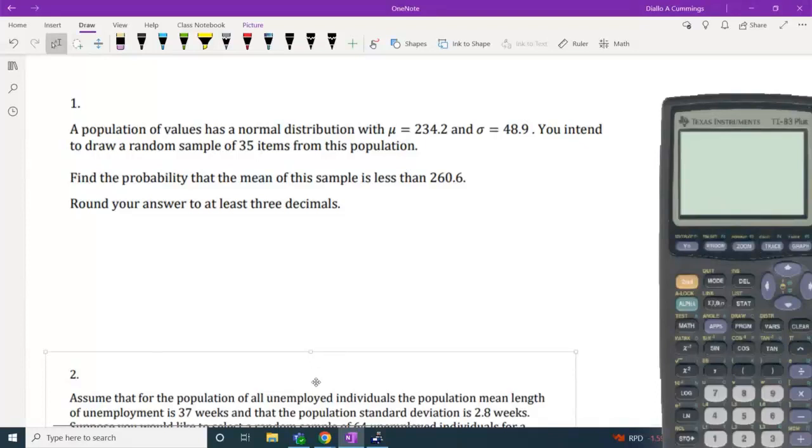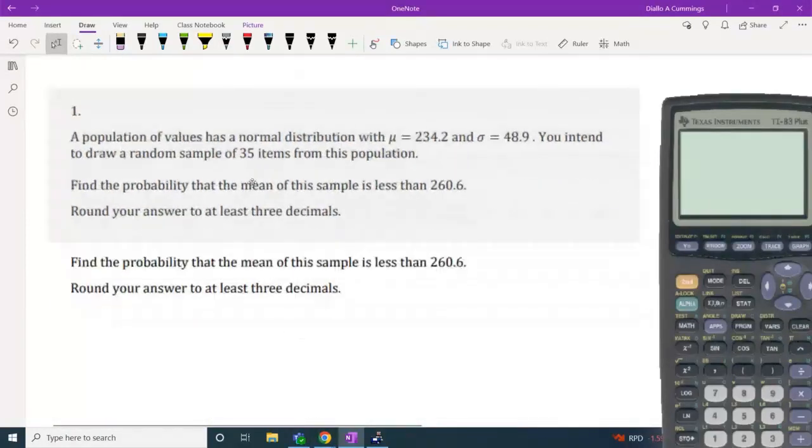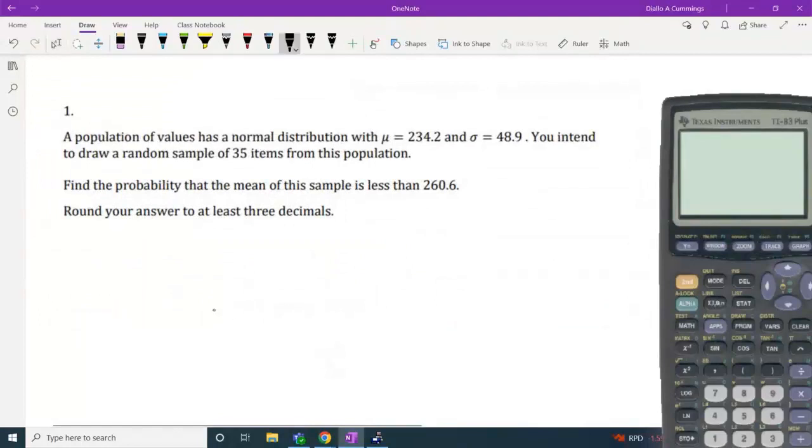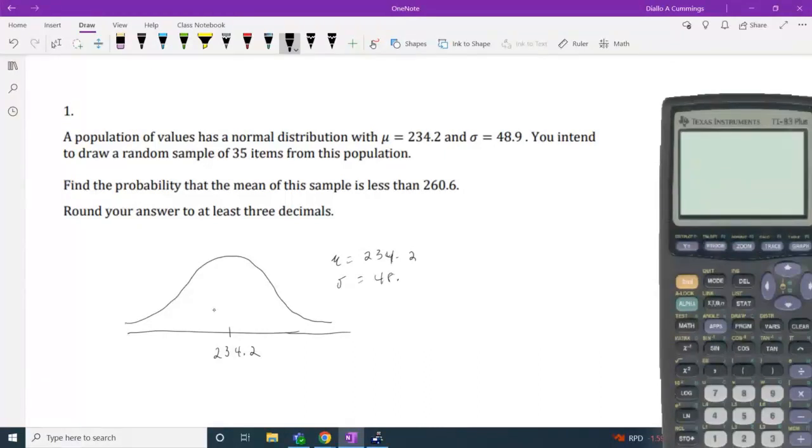All right, so I'm going to just draw a sketch of the problem. So we're given that it follows a normal distribution, right? So it's going to follow this bell-shaped curve. It has a mean of 234.2, and it has a standard deviation of 48.9, and n, which is our sample size, is going to equal 35. All right. We're asked to find a probability that the mean of the sample is less than 260.6. Okay. So I'm going to guesstimate 260.6 right about here.